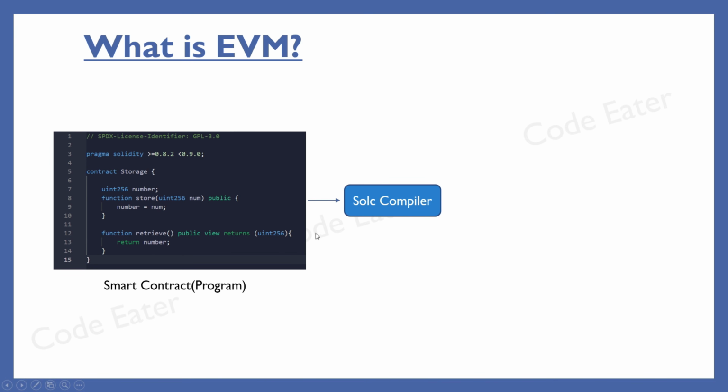Once you give this program to the Solc compiler, it actually gives you two outputs. First one is your ABI and second one is your bytecode.